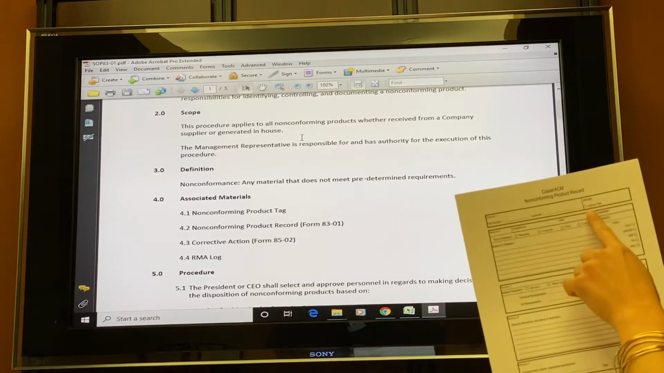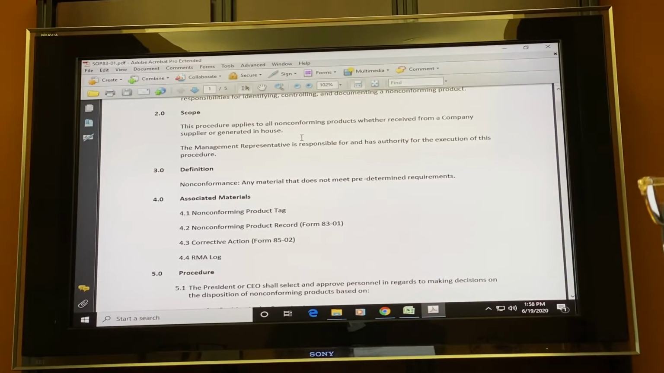And there's a little spot for internal only as well. That's for stuff like when it comes back from x-ray, the ones that failed from x-ray and things like that.